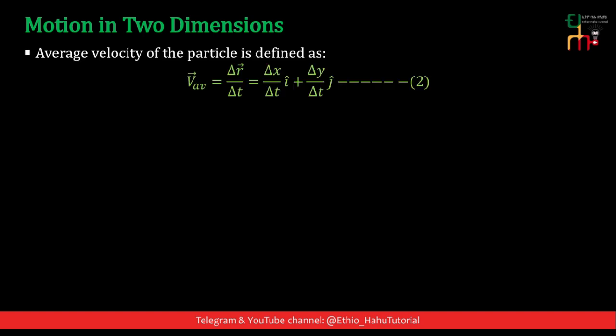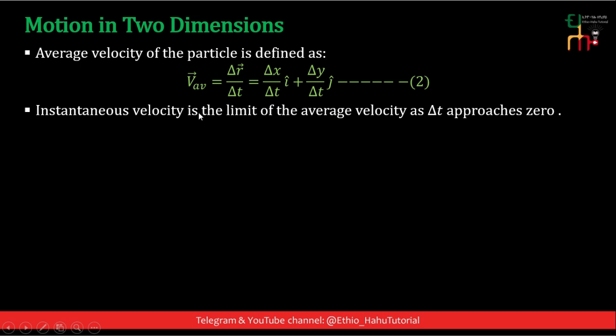Next, average velocity of the particle is defined as V average is equal to the time rate of change of displacement, delta R by delta T. The displacement made by the particle is delta R. This displacement is made in a time interval delta T. Therefore, average velocity is equal to delta R divided by delta T, where delta R is delta X i plus delta Y j, dividing it by delta T: delta X i divided by delta T plus delta Y j divided by delta T.